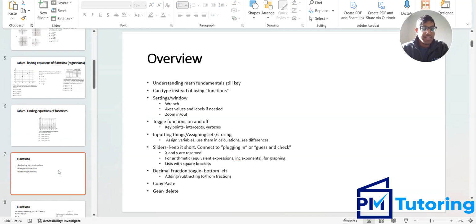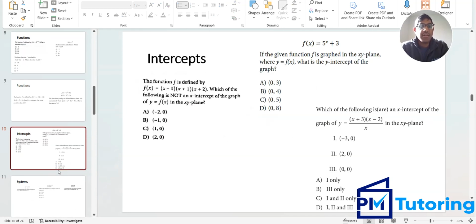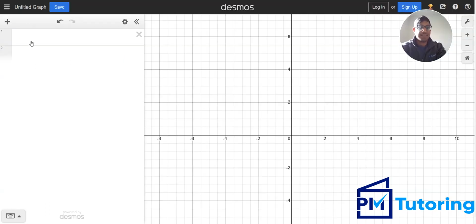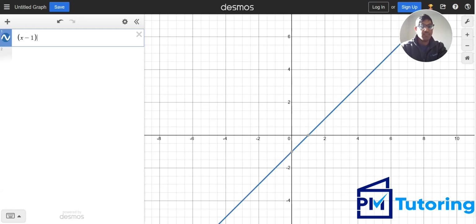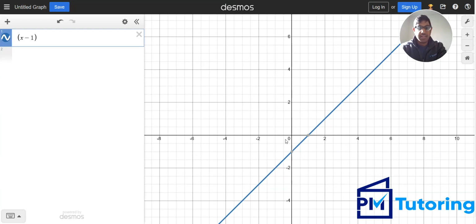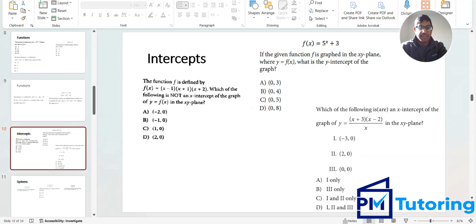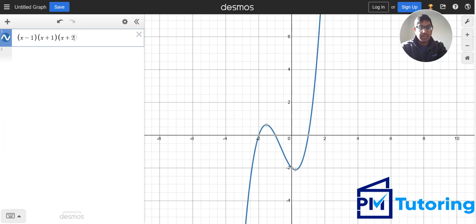So when we are trying to solve for our y-intercepts, or x-intercepts for that matter, let's say we have something like this: x minus 1 times x plus 1 times x plus 2, which is not an x-intercept of the graph. So we can start by just plotting that function, x minus 1, and we have x plus 1, and we have x plus 2. So it says, what is not an x-intercept?